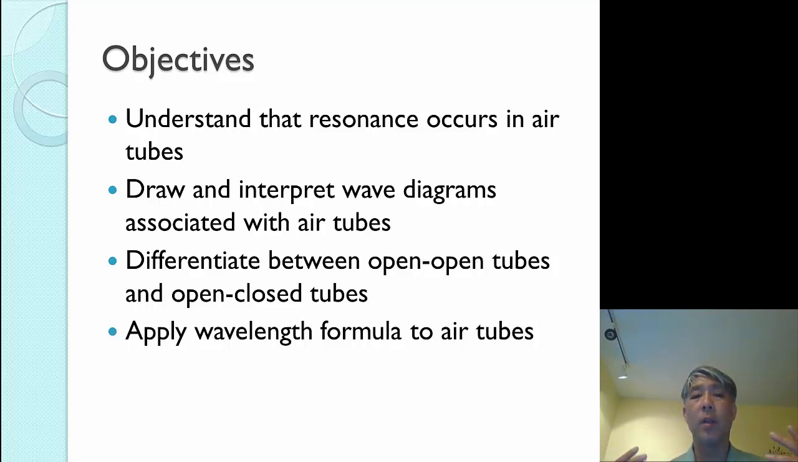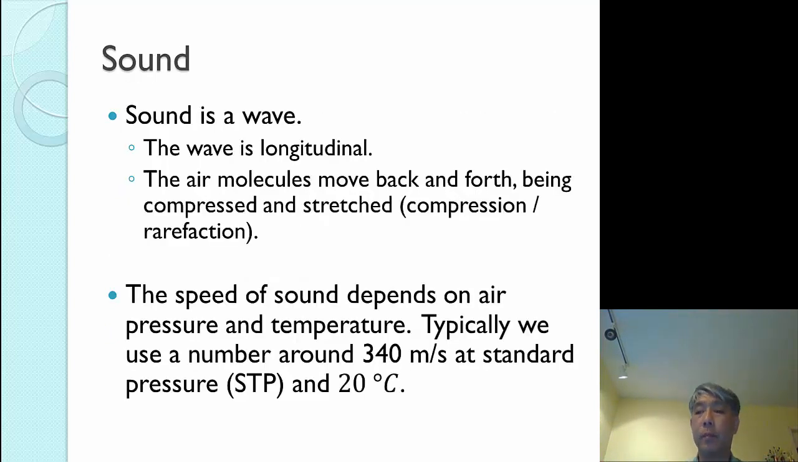These are all examples of air tubes. So we're going to need to be able to draw and interpret wave diagrams associated with these air tubes and differentiate between the two types of tubes that we'll be studying. A tube that's open on both sides, which we call an open tube, and an open-closed tube where one side is open and the other side is closed. And then we're going to introduce you to a couple of the wavelength formulas associated with the air tubes.